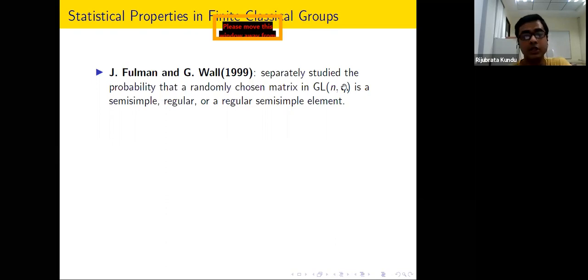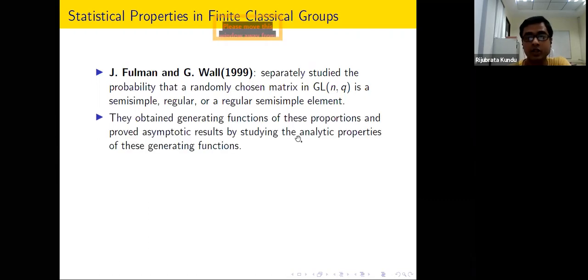So semisimple elements in GLN Q are those which are diagonalizable in its algebraic closure. And regular elements are those for which the minimal polynomial is equal to the characteristic polynomial. And a regular semisimple element is both regular and semisimple. So Fullman and Wall studied the proportions of these elements, and they obtained generating functions for these proportions and proved asymptotic results by studying the analytic properties of these generating functions.